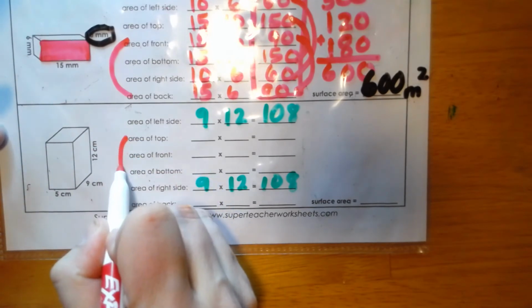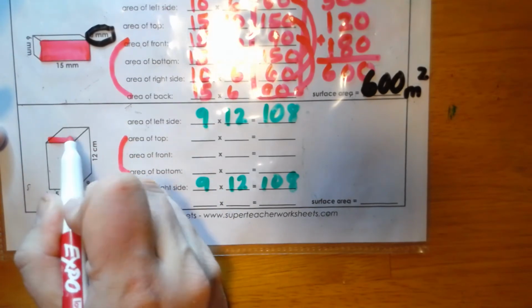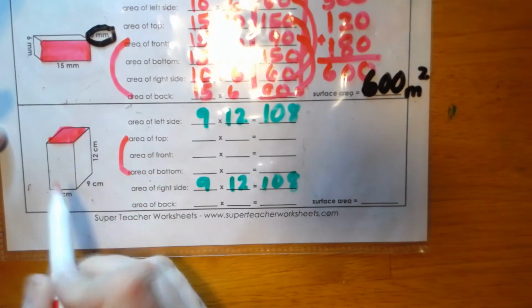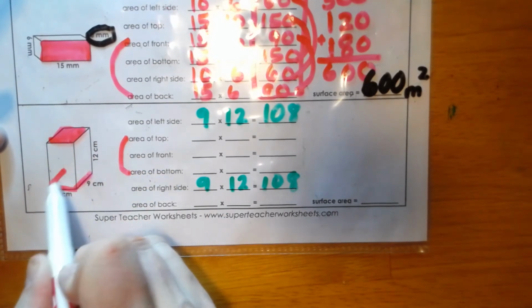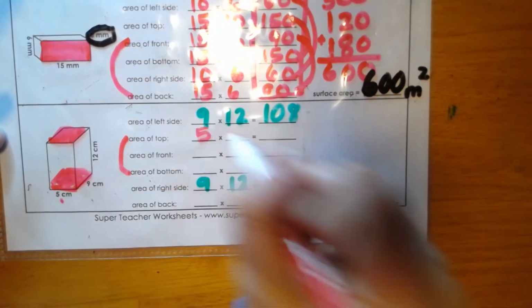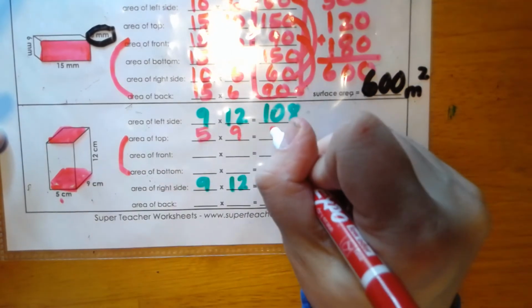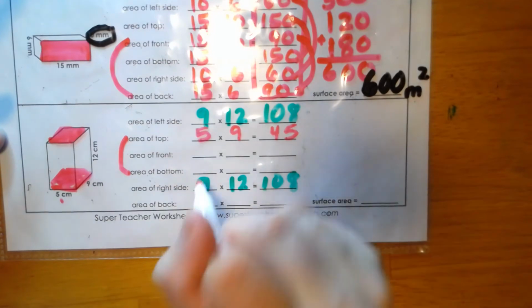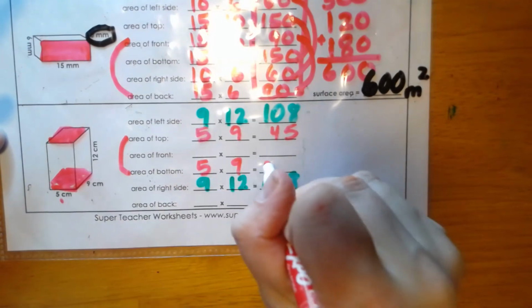All right, let's go to the top, which is the same as the bottom. Base times height to get that top. Base times height to get the bottom. We've got a base of 5 and a height of 9. 9 times 5 is 45. Our bottom is the same. 9 times 5 is 45.